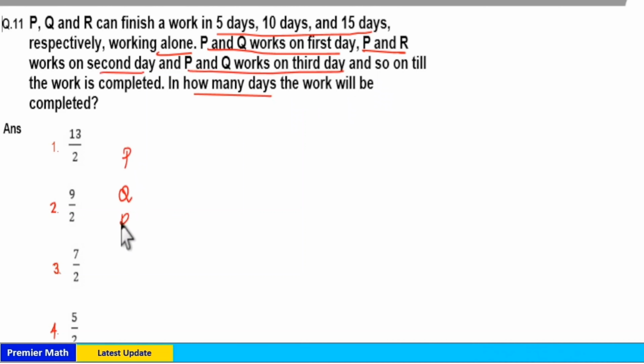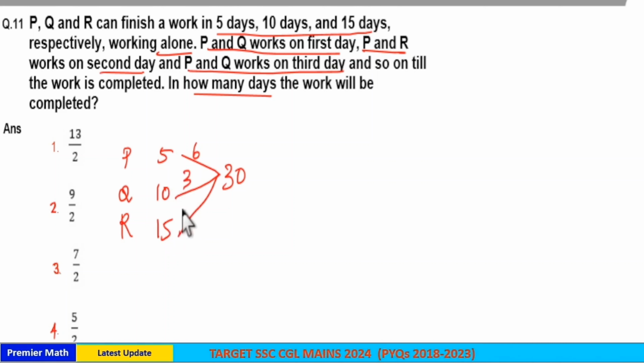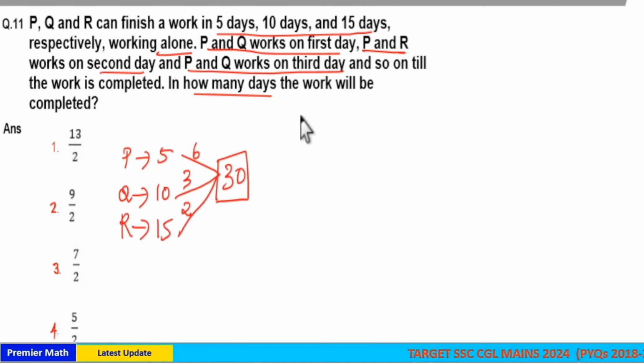Here P, Q, R can complete a work in 5 days, 10 days and 15 days respectively. Now all are doing the same work. Take the LCM. LCM is 30. 5 goes 6 times in 30, 10 goes 3 times in 30, 15 goes 2 times in 30. Total work is 30 unit and P can complete 6 unit in one day. Q can complete 3 unit of work in one day. R can complete 2 unit of work in one day.